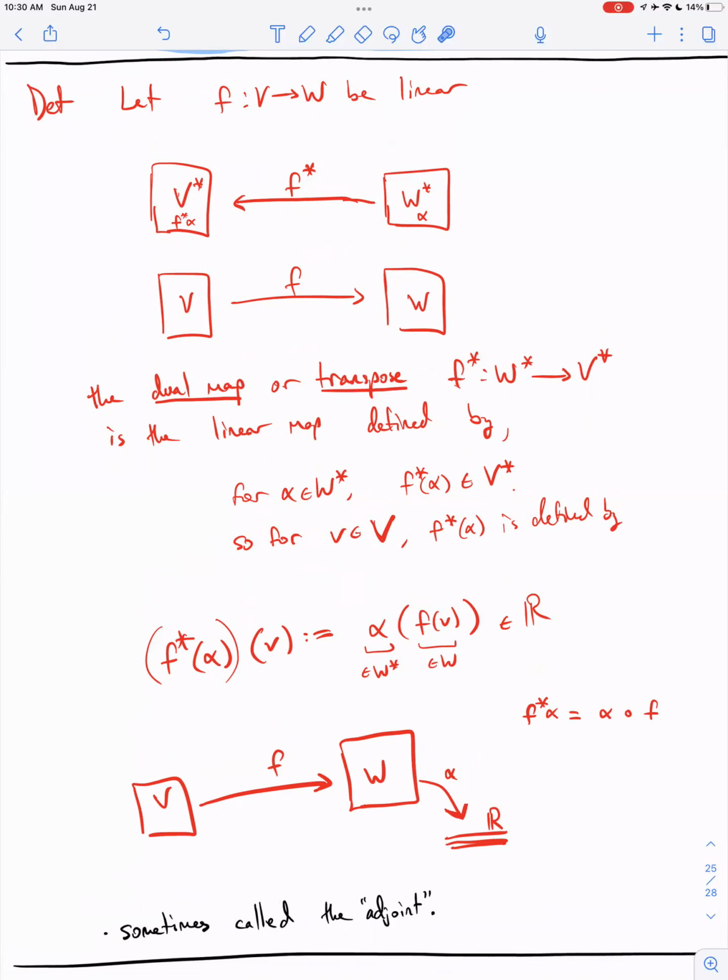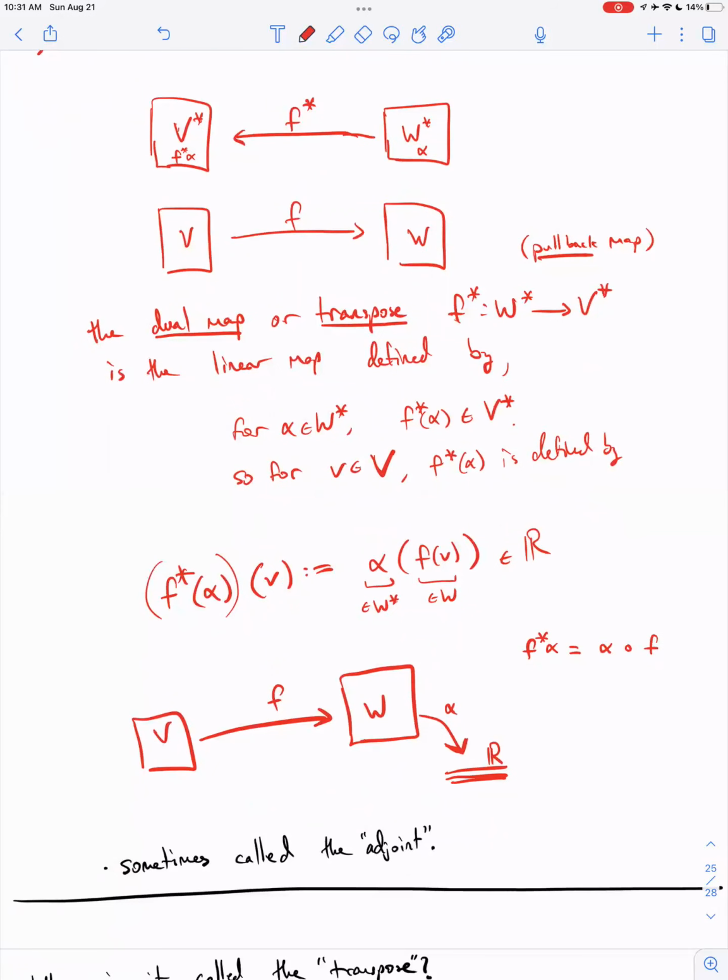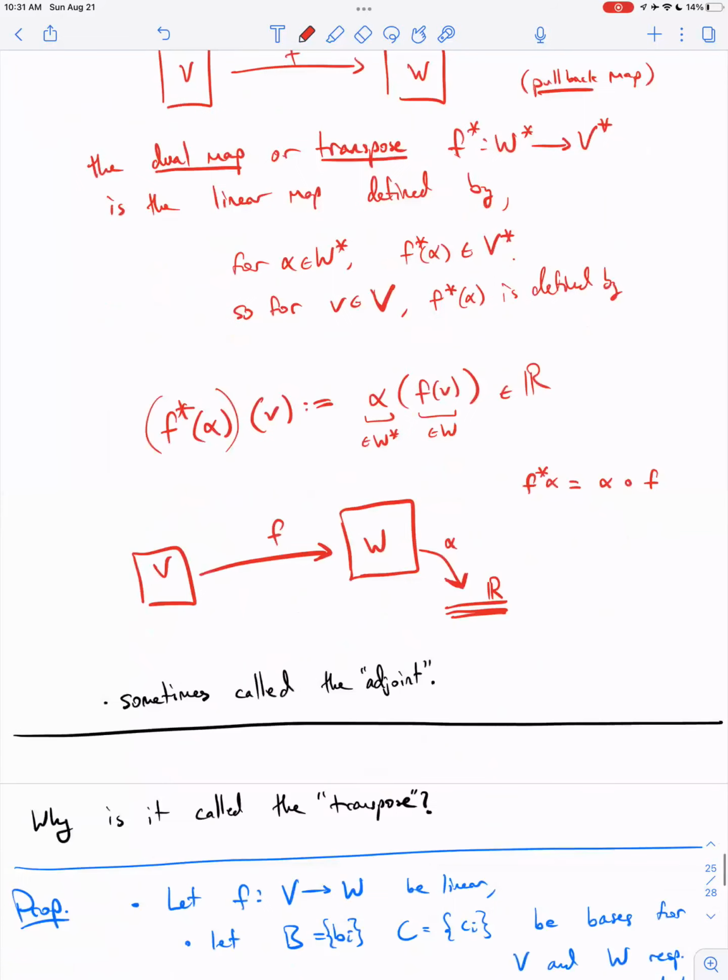So you'll see this a lot. Another word is maybe like the pullback map or something, because you're kind of pulling backwards instead of going forwards. Okay. If no questions, we can move on.